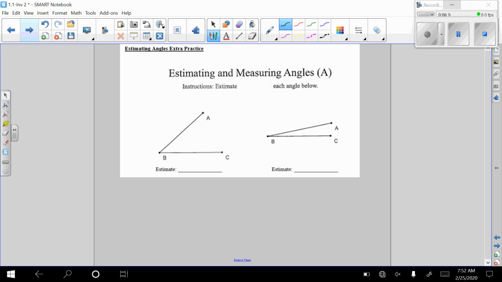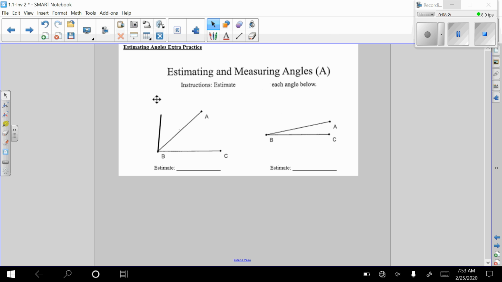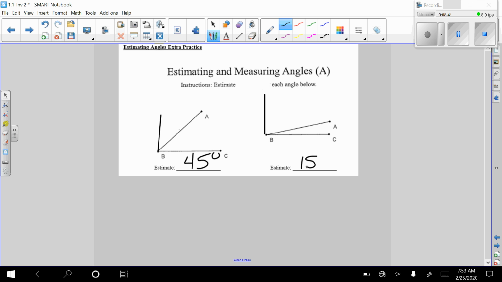Now here are some more estimating of these below. Again, looking at your benchmarks, explain what you think each angle would be. So on the first one, again, put some benchmarks in. There's 90 degrees. Are we about halfway between? I'd say maybe, yeah, about halfway, so we're at 45 degrees. For the next one, we know it's acute. We know it's less than 90 degrees. If we put in our benchmark of our 90, there it is. We're not even halfway, so we know it's under 45. I'm not even sure we're a third of the way. So let's estimate that one to be about 15 degrees.